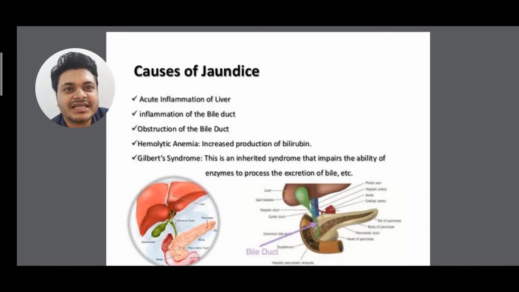The causes of jaundice, again you can see acute inflammation of liver, inflammation of bile duct, obstruction of the bile duct, hemolytic anemia. What does hemolytic anemia mean? Hemolytic anemia means increased production of bilirubin. If a question comes, what is hemolytic anemia, you'll say increased production of bilirubin. Then Gilbert syndrome is there. This is an inherent syndrome that impairs the ability of the enzyme to process the excretion of bile. Clear?